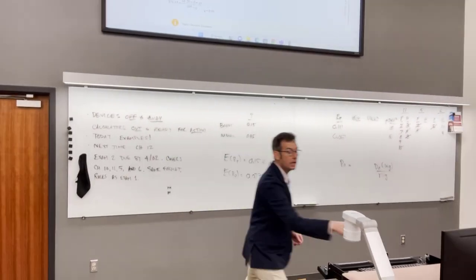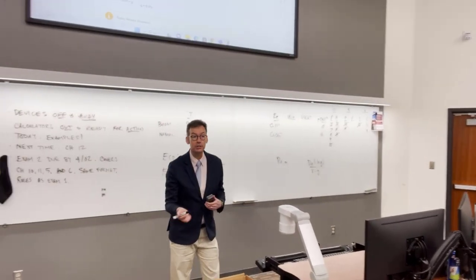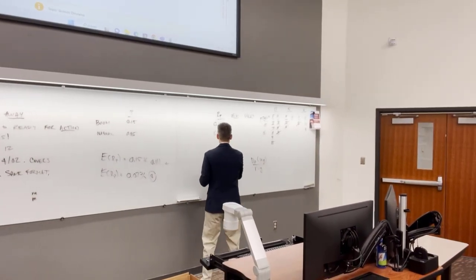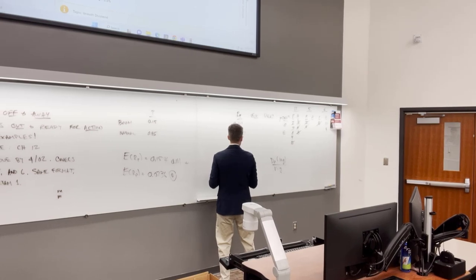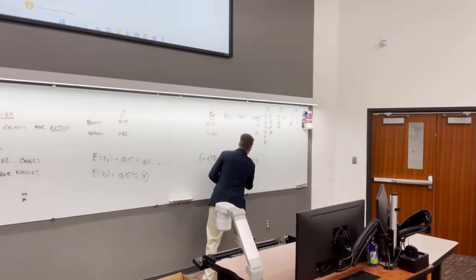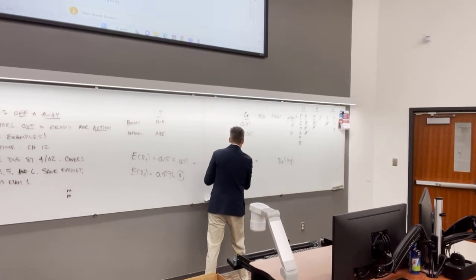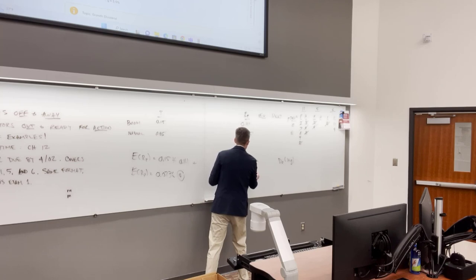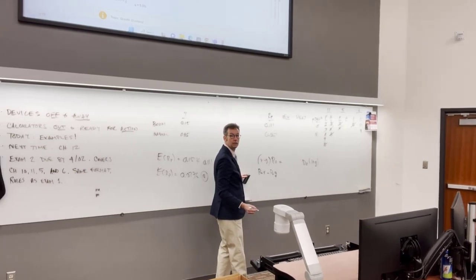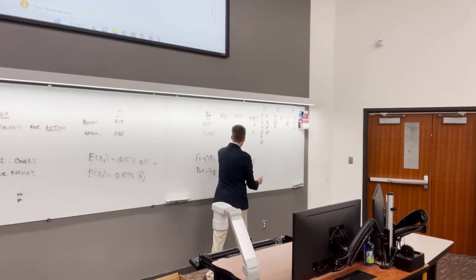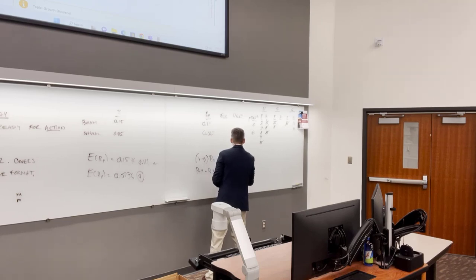First thing I'm going to do is multiply both sides by R minus G. Does that make sense? That's going to get rid of the denominator down here. Next, I'm going to distribute. So I've got P sub 0 R minus P sub 0 G. On the other side, that's going to be D0 times 1 plus D0 G.